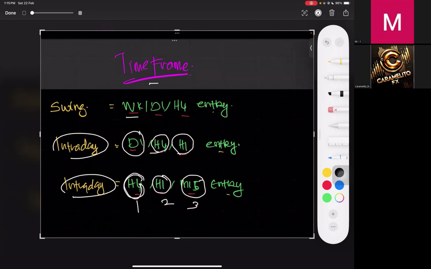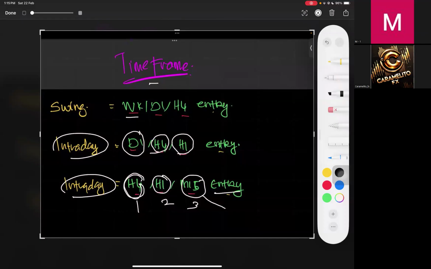But there's some catch here. Sometimes if you're using gold and you go until M15 to find an entry, sometimes M15 on gold doesn't give you any clear picture. What I mean by that is you find angle to angle, but nothing.